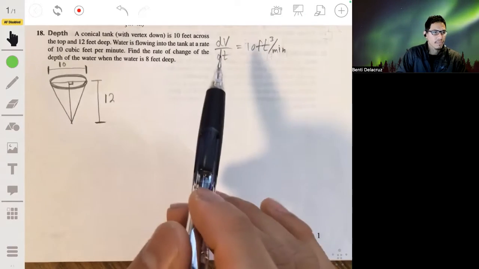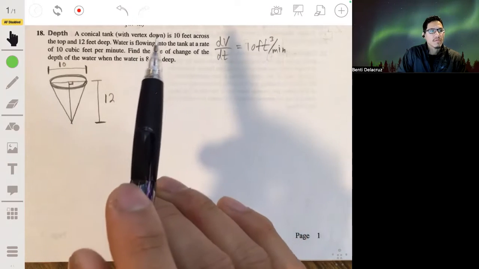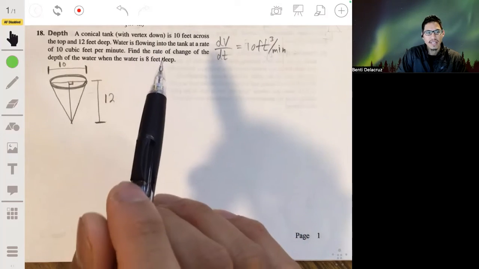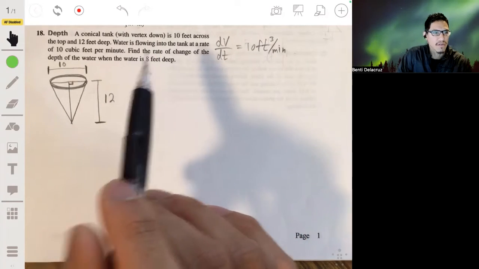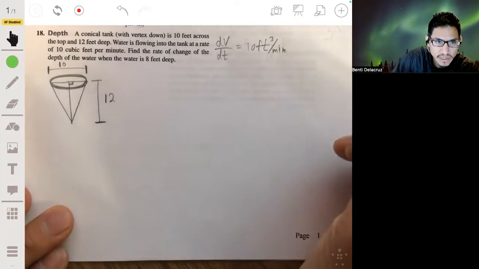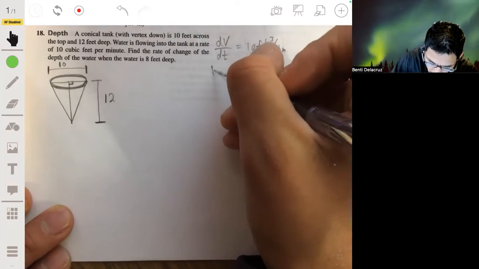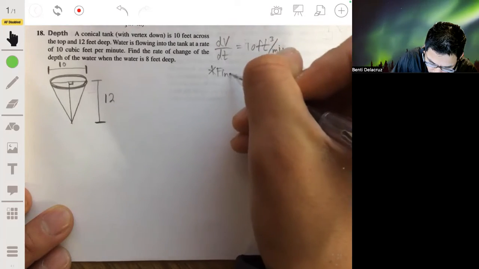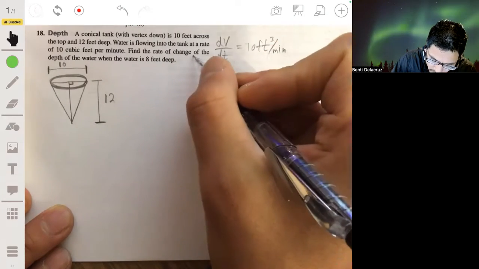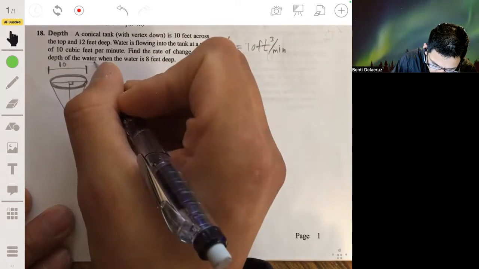And then identify what you want to find in calculus language. We want to find the rate of change of the depth of water.